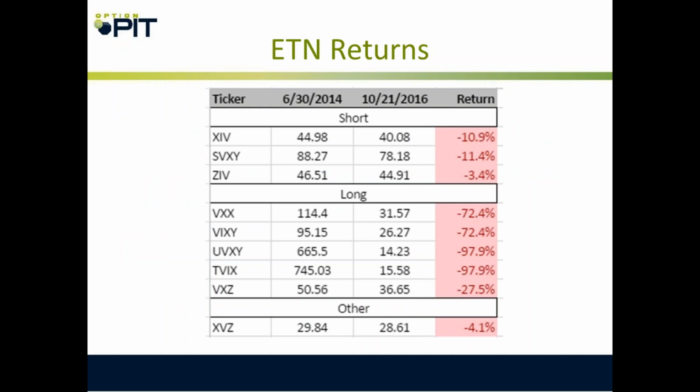Look at the ETN returns since 6/30 of 2014. Now, what is 6/30 of 2014? That's about the high, the last time XIV hit an all-time high. So you can see that if you were long XIV over the last 2.5 years, you've lost money on the short ETNs, and you've lost copious amounts of money on the long ETNs.